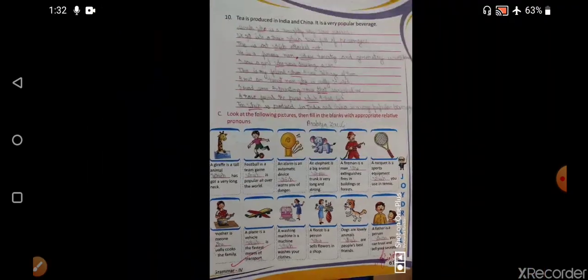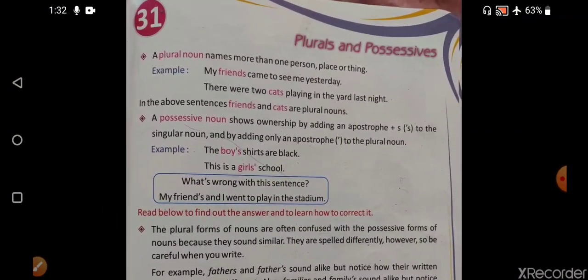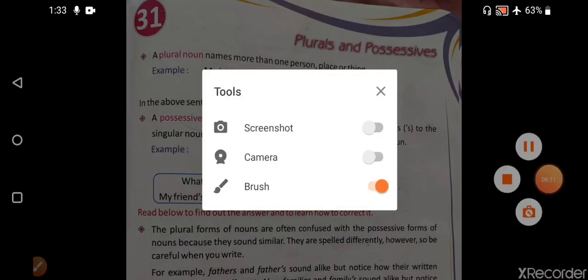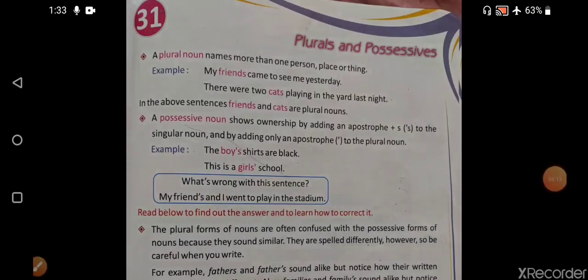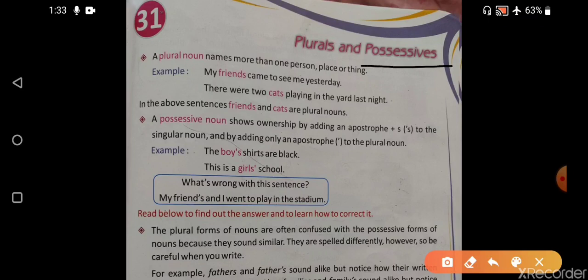Coming on to the next chapter, which is plurals and possessives. In this chapter, you have to keep two things in mind. First is something is a plural of something, and another one is something that shows possession. I have already told you in many videos what possession is. Possession is the ownership of something, and plural is when there are more than one thing.